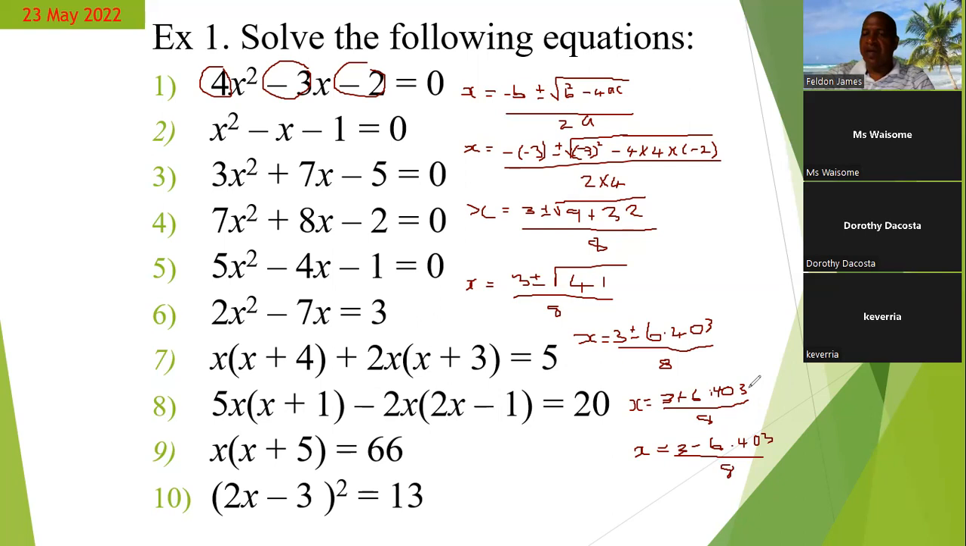So the first answer to x you would get when you plus the 6.403. The second answer is when you subtract the 6.403. Do you get that, Ms. Wilson? So you're going to plus, then you divide by 8, and then you're going to minus, and then you divide by 8. Yes, sir. Is that clear to everyone? Raise your hand if you are all following what to do.